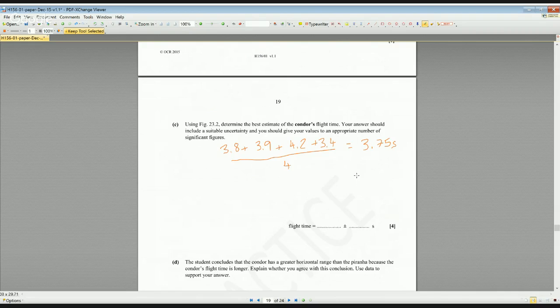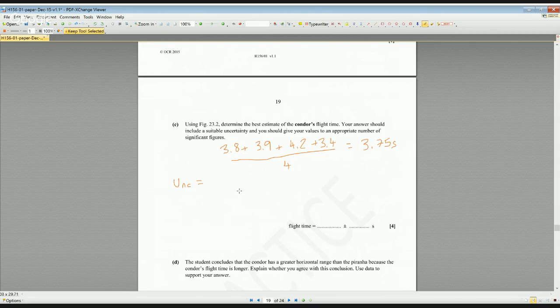as the mean. Now, we're not going to write that down here yet, but what we haven't thought about is what an appropriate number of significant figures will be. So we'll come back to that in a moment. But the uncertainty we need to give as well.